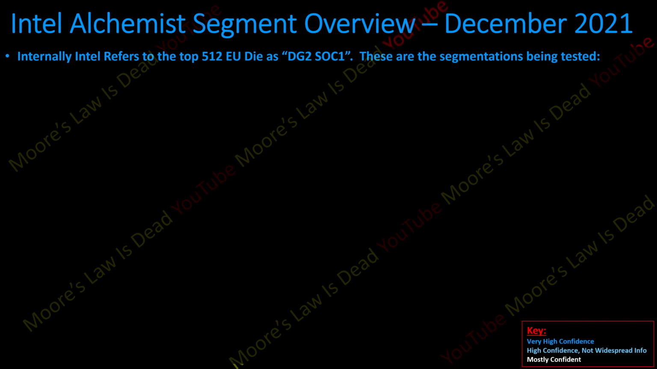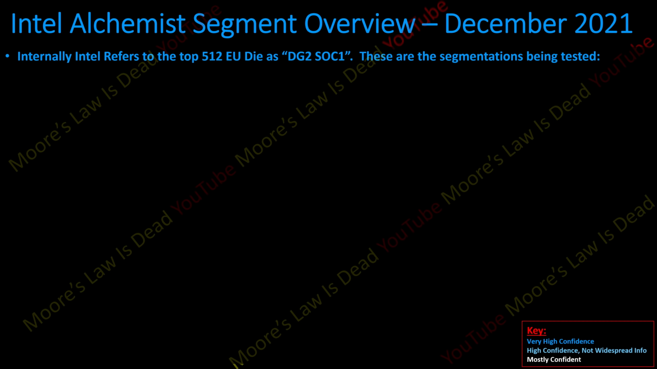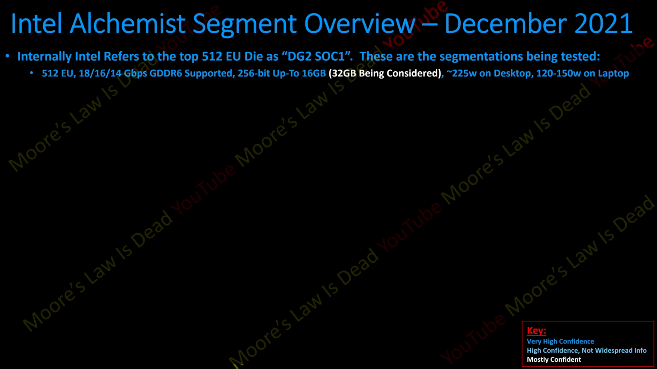First of all, SoC1. This is what Intel refers to the top 512 execution unit die. That leak was definitely legit. And these are the segmentations of that die being tested right now. A 512 execution unit model validated for 18, 16, and 14 gigabit per second GDDR6 over a 256-bit bus. Now, 32 gigabytes is being considered for a professional card, but that would require a new board layout. So it's not coming anytime soon.